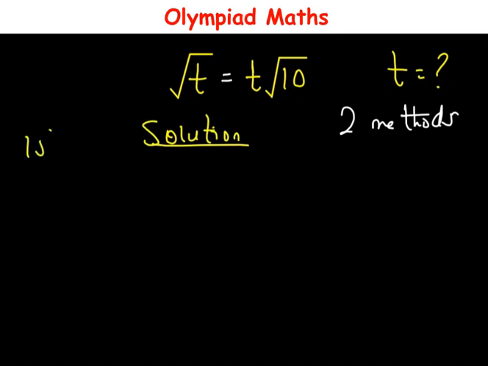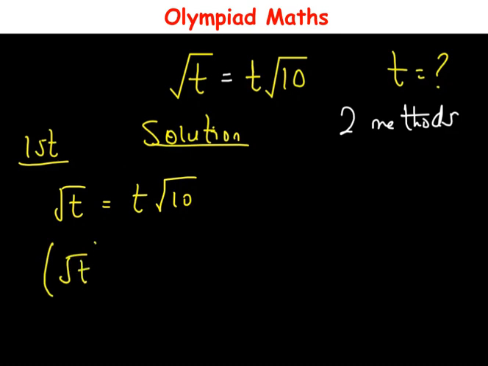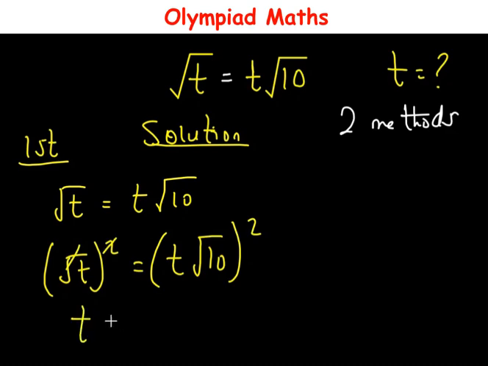So for the first method, the question is root t is equal to t times root 10. Now, what we are going to do is to square both sides of the equation. So this becomes, in brackets, root t all squared is equal to, in brackets, t times root 10 all squared. From here, the square cancels the square root, what we have is t is equal to, and following this rule of indices, that if you have a b, all raised to the power 2, this equals a squared times b squared.